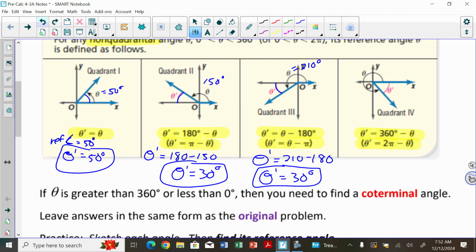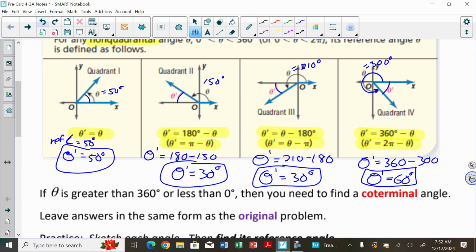And the last one here, if you've got an angle, let's say this goes all the way around and was 300 degrees, like this, okay? Then our reference angle comes from the x-axis down here, and we would go for theta prime, we'd say 360 minus 300, which would equal 60 degrees.